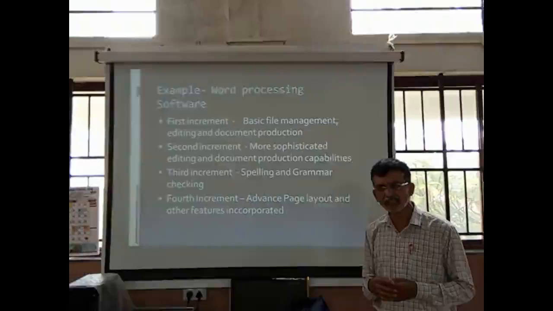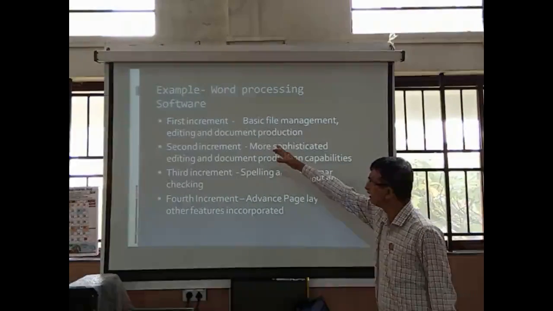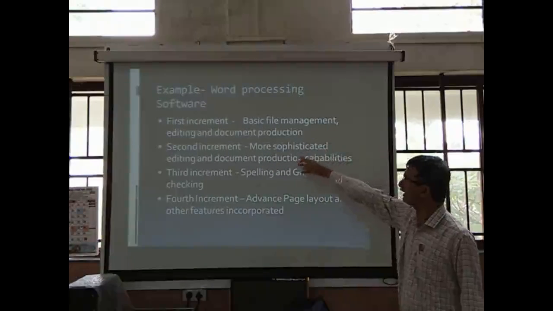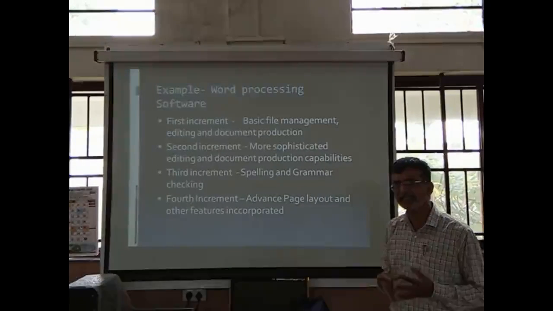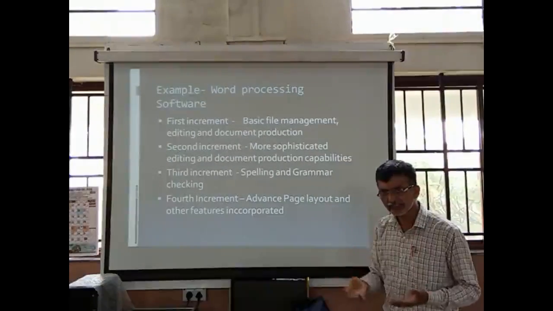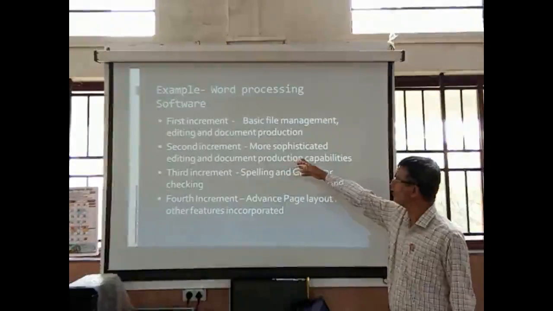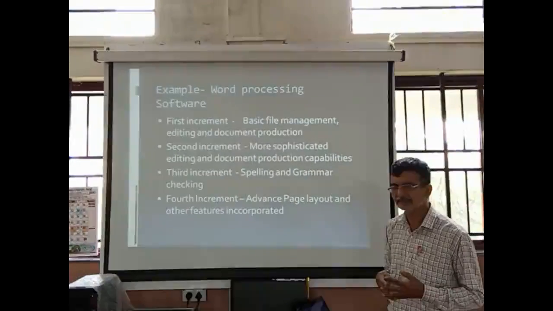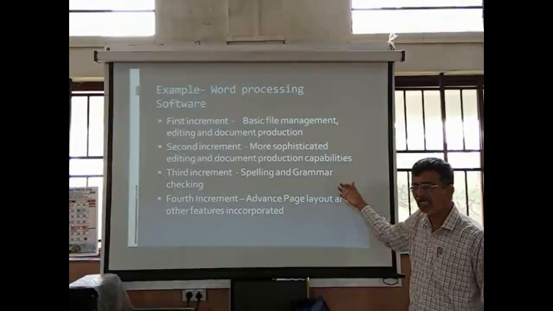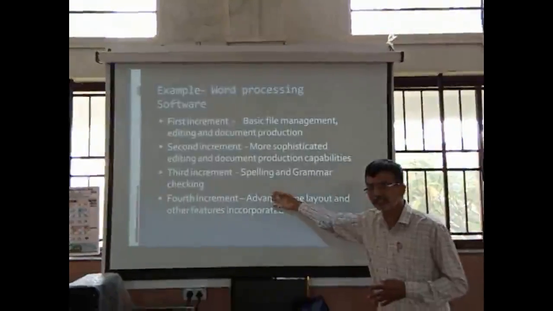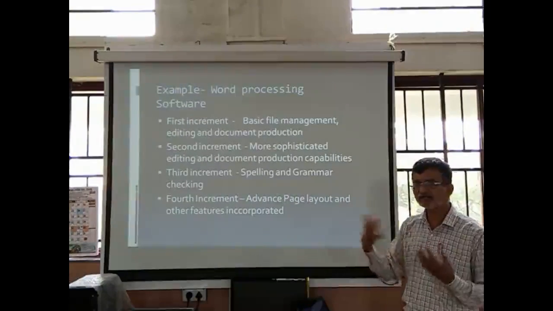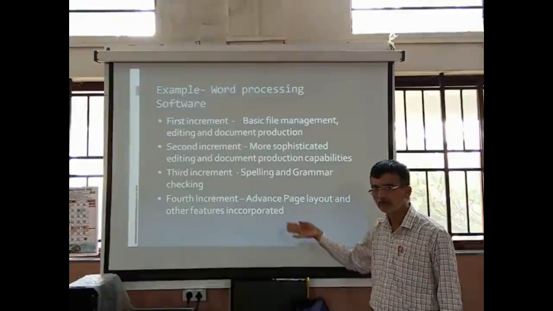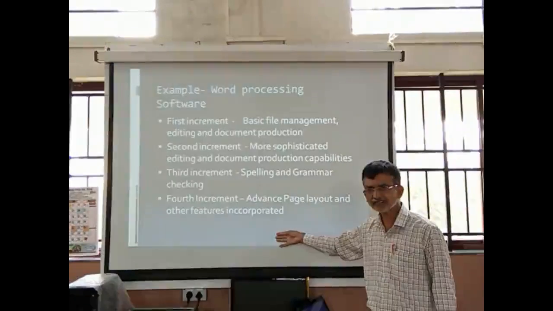For example, let us take a word processing model, just like you are using MS Word. In the first increment we have basic file management, editing and document production features. In the second increment, more sophisticated editing and document production capabilities are added. In the third increment, a spelling and grammar checking facility is given. And in the fourth increment, we have advanced page layout and additional features. Like this, in every increment there is improvement, and in the final case the customer gets the final model.